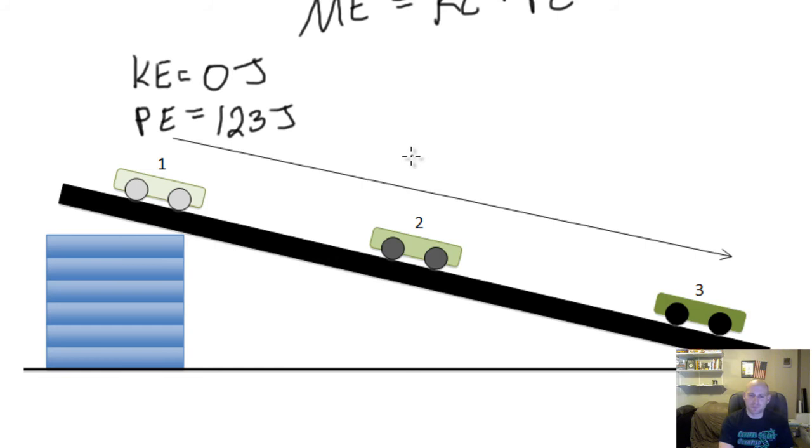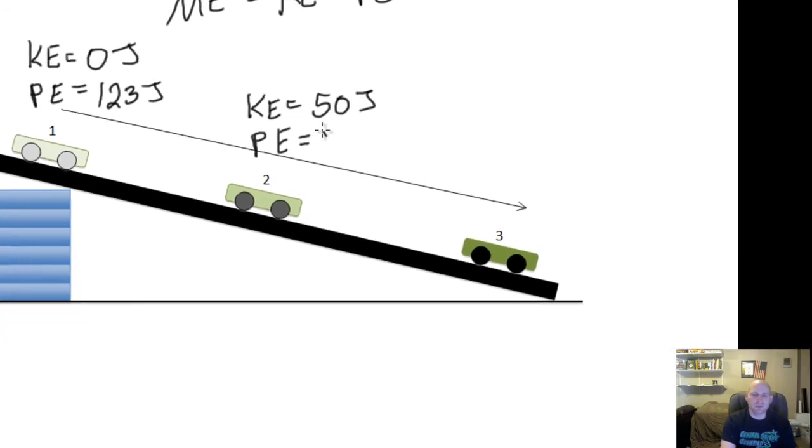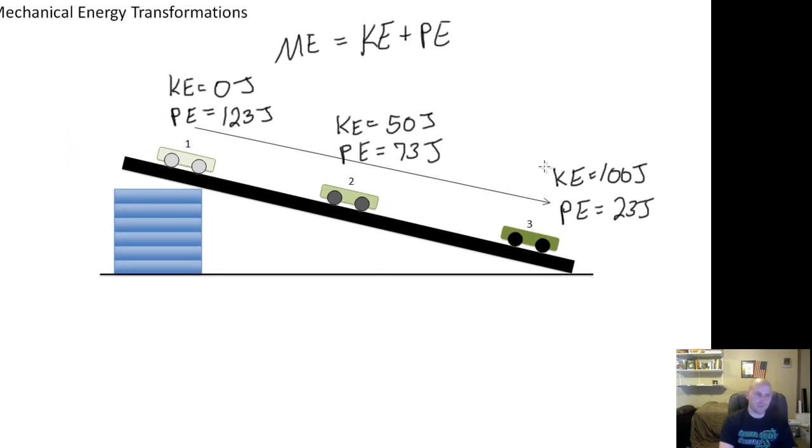Now at position 2, I measured my velocity and then I calculated my kinetic energy, and it was 50 joules. And then I also measured my height and calculated my potential energy, and that was 73 joules. And then at position 3, my kinetic energy was 100 joules, and my potential energy at this location was 23 joules.